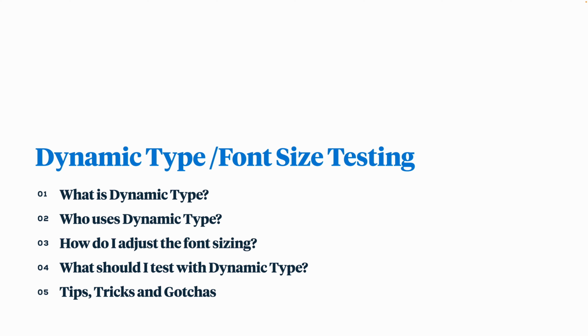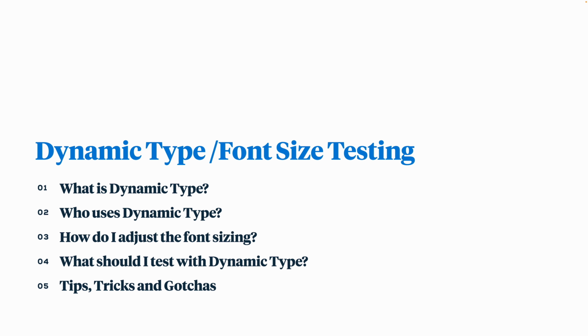What is dynamic type or font size testing? Who uses it? How do I adjust it on my device? What should I test? And some tips and tricks and gotchas that I've found while testing myself.